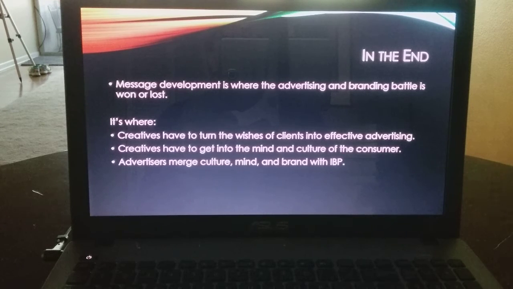And then this idea of message development, and what the message is that you're going to tell people. That's at the crux of any advertising campaign, and it's going to decide whether or not you have any kind of long-term commitment to the brand, and you start to sell the brand and have a positive outcome for your client. And the best thing, of course, is to have culture, cognitive style of your mind, and your brand all part of the integrated brand promotion process.